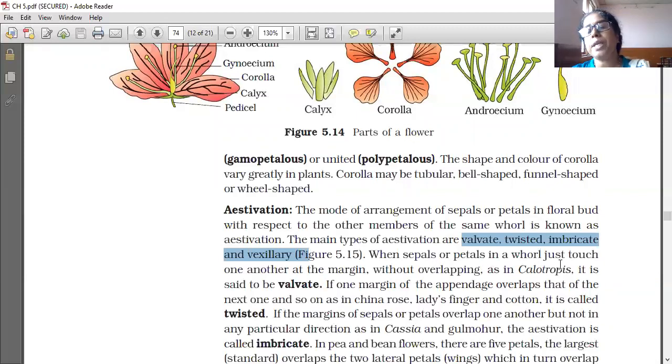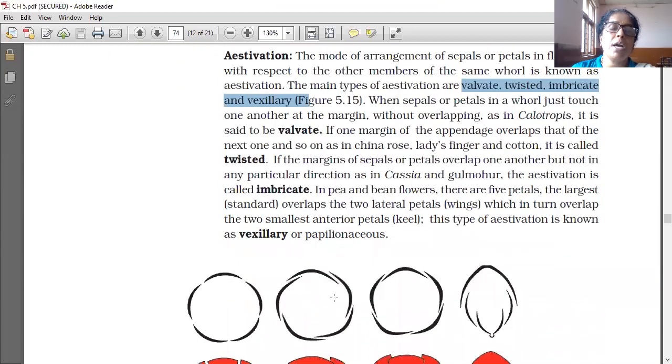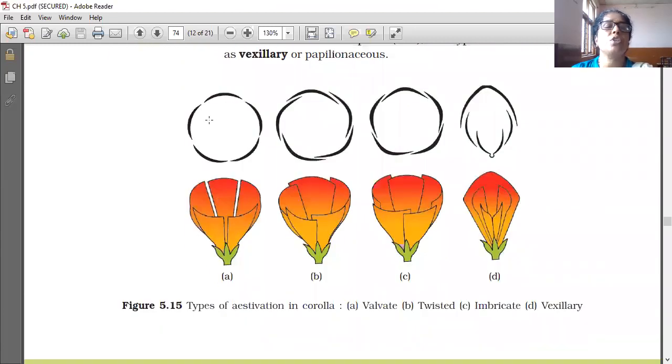When sepals or petals in a whorl just touch one another at the margin without overlapping, as in calotropis, it is said to be valvate. Just touching each other, not overlapping. So the first one is valvate estivation.